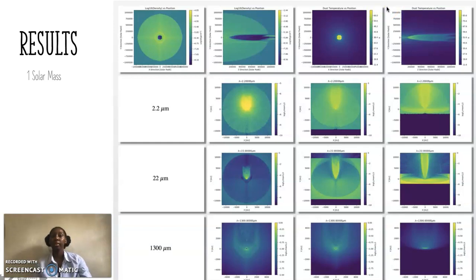The next rows show the images at the different wavelengths: 2.2, 22, and 1300 microns. These show the dust emission at 20 degrees inclination, 45 degrees inclination, and 80 degrees inclination. These are the results for one solar mass.